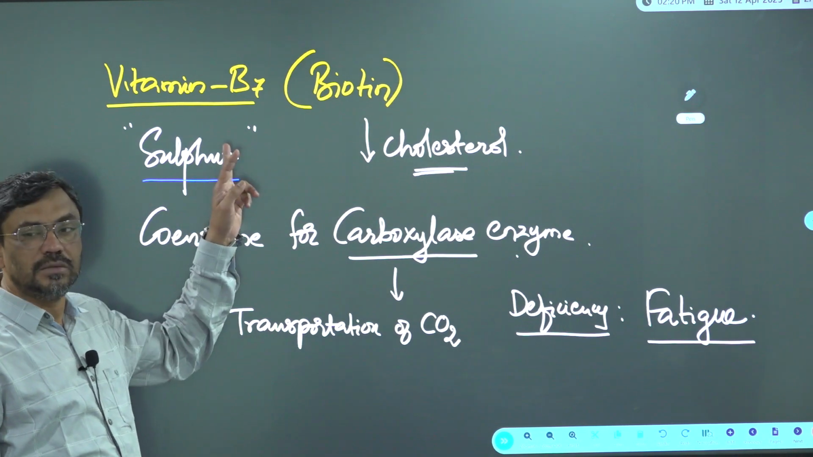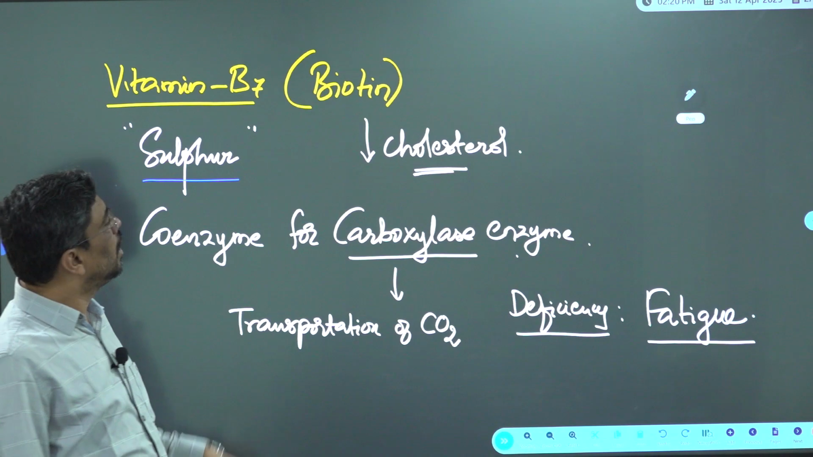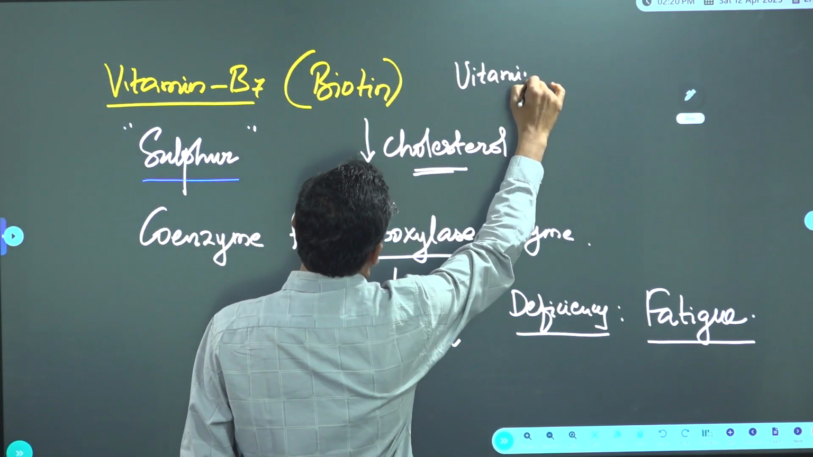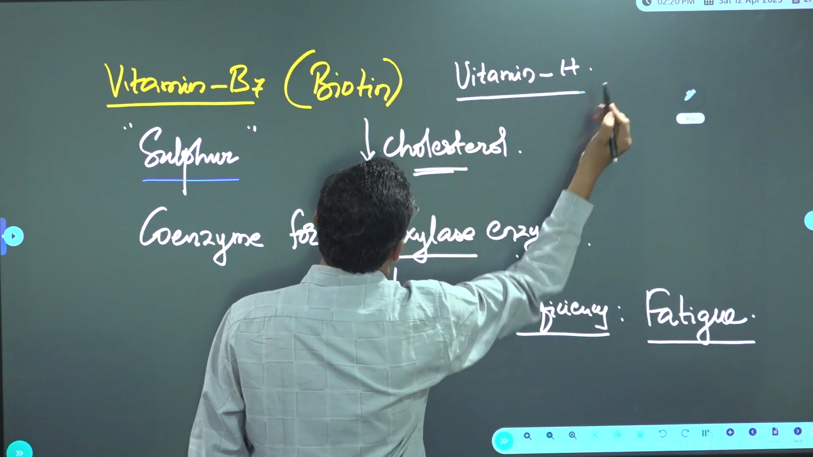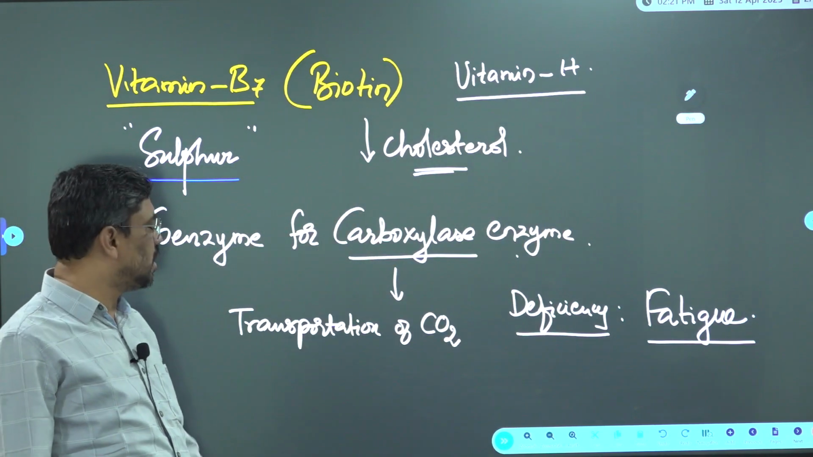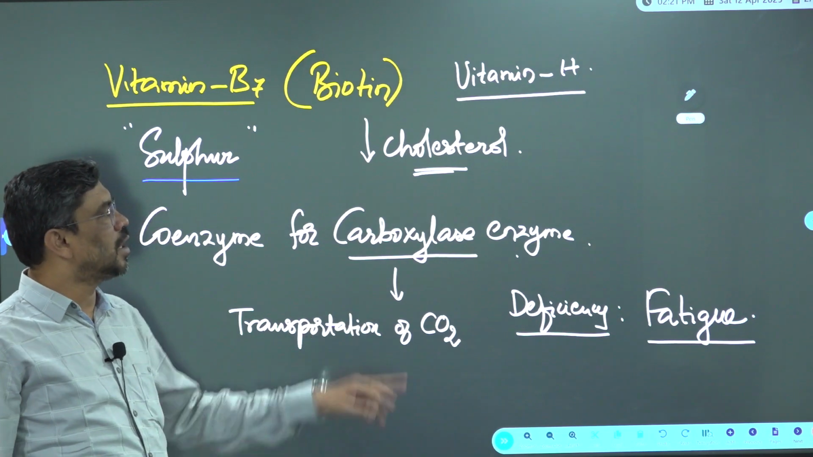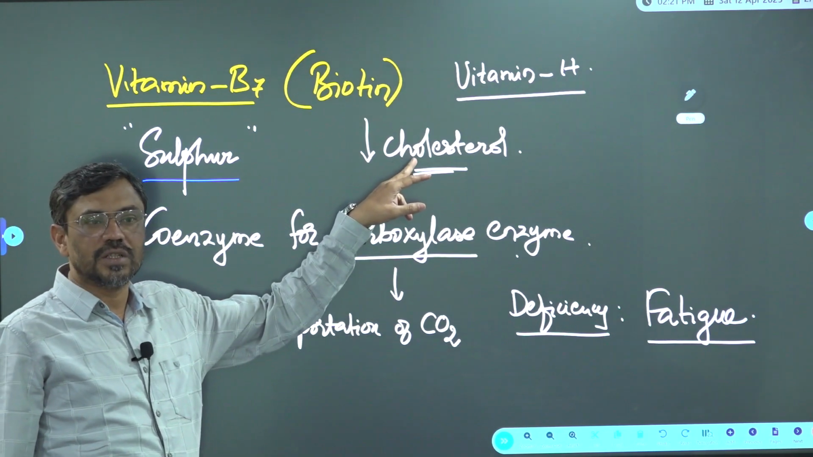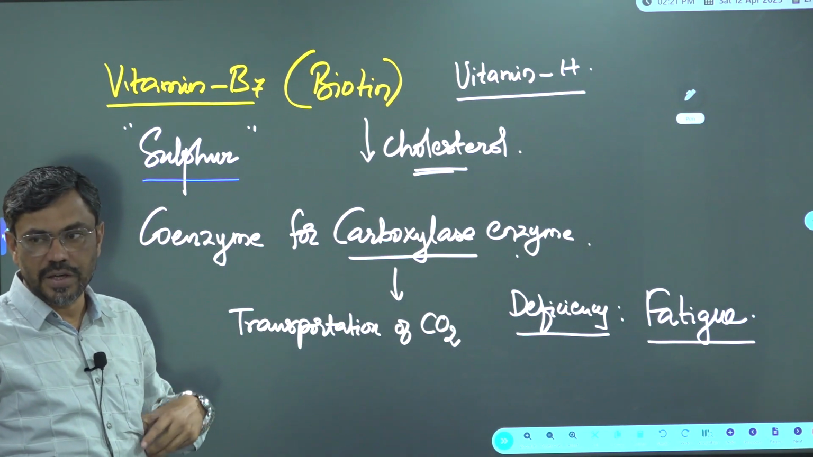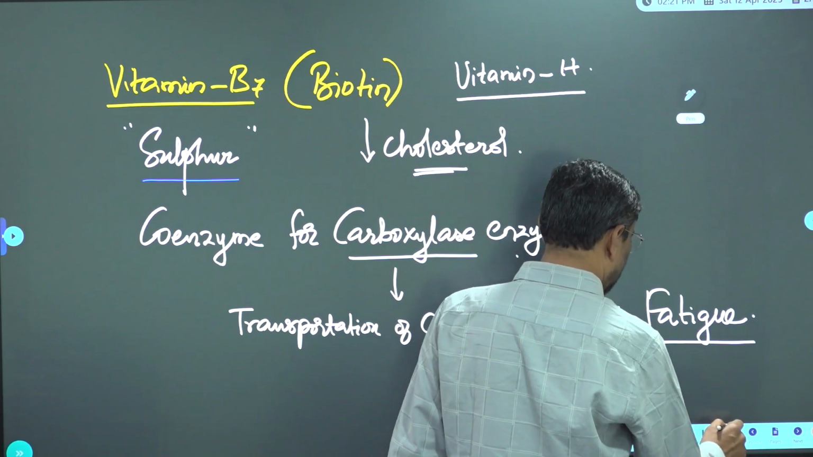So vitamin B7, chemically it is called biotin. It is a sulfur containing vitamin, and it is also called as a vitamin H. You remember this one also, vitamin H. It acts as coenzyme for carboxylase enzyme, required for transportation of carbon dioxide, and also it reduces cholesterol levels in the body. And deficiency causes muscle fatigue, okay, right. Next, vitamin B9.